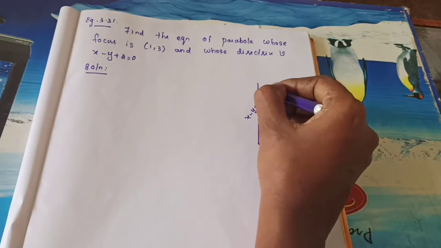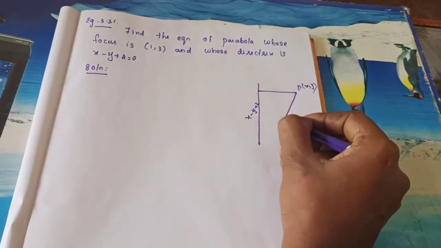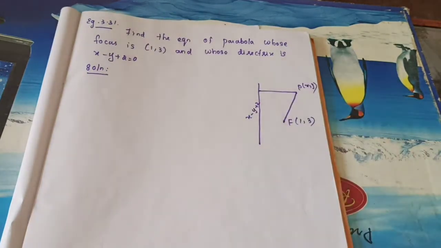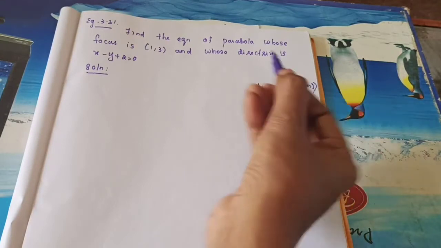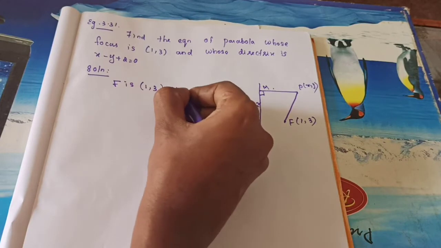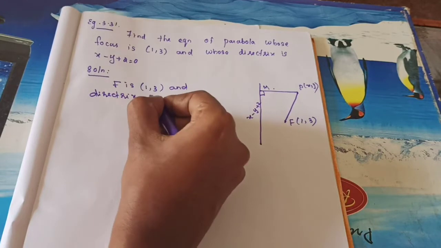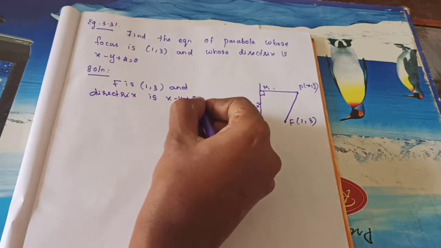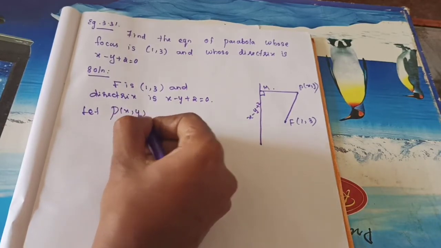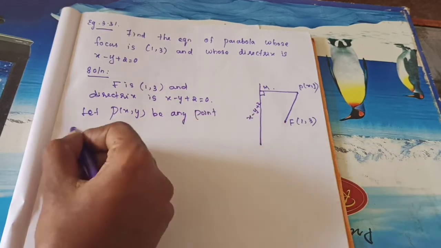From here to here it is a moving point P(x, y). One fixed point you can take here. It is fixed, (1, 3). All the things I have mentioned here. The name is here. Then F is the fixed point (1, 3) and the directrix is x minus y plus 2 is equal to 0. Let P(x, y) be a moving point, any point on the parabola.